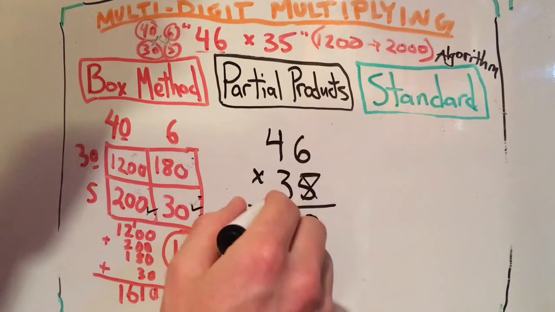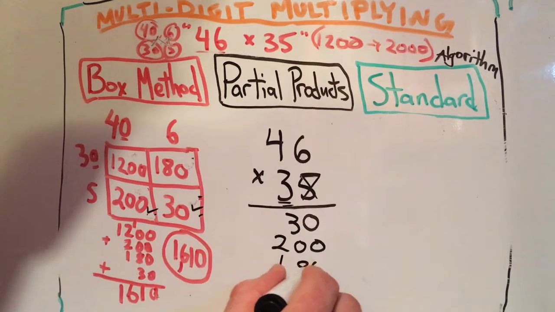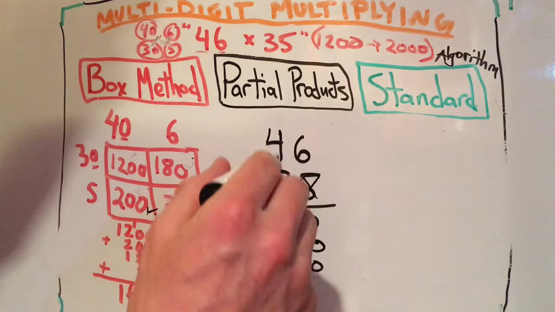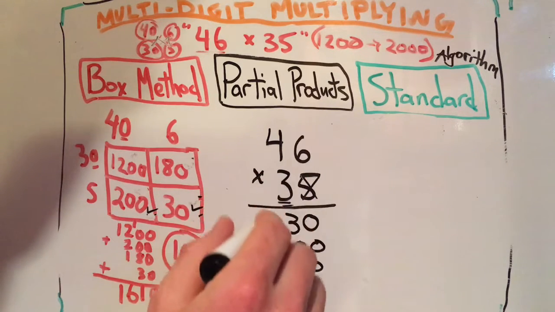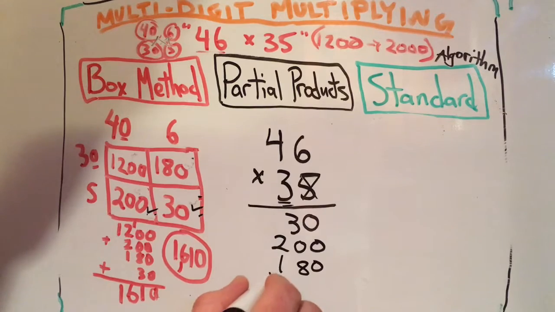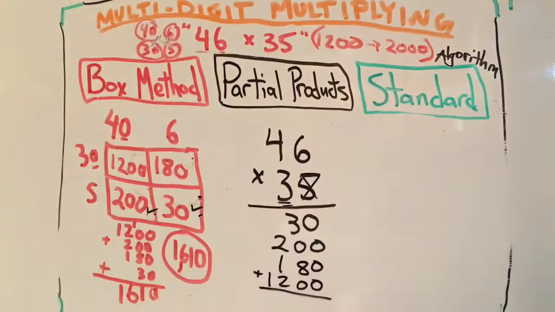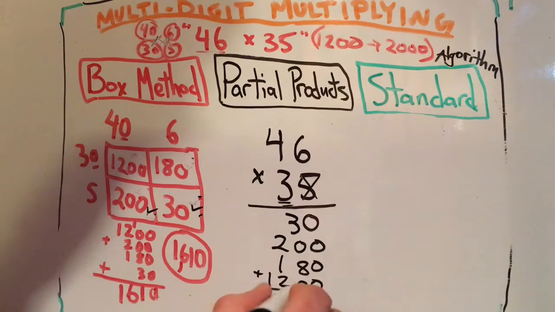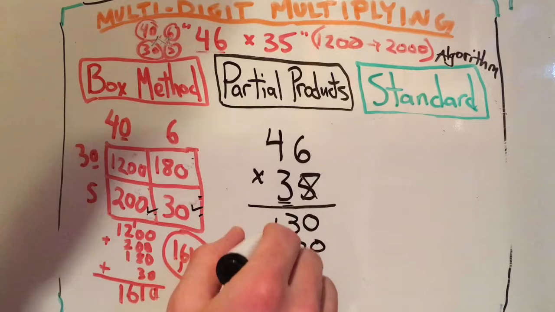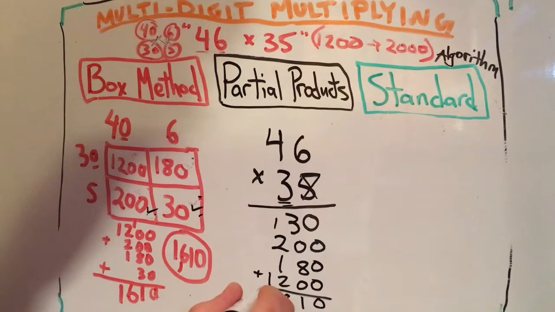6 times 30, remember this is a 30, is 180. And 40 times 30 is 12 with 2 zeros, 1200. We're going to add those all up together, and we're going to get 0, 1. Carry the 1 for the 11, and we're going to get 6 and 1.